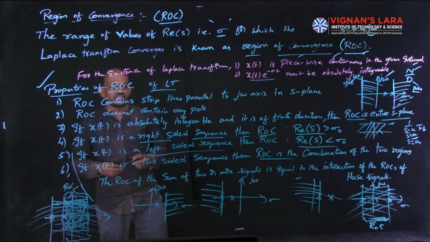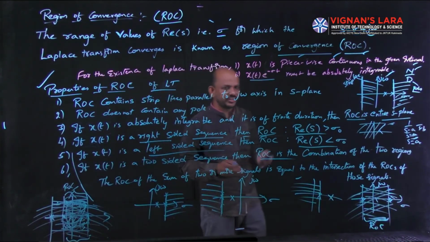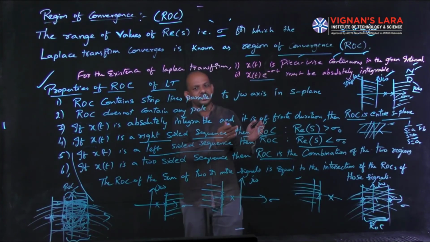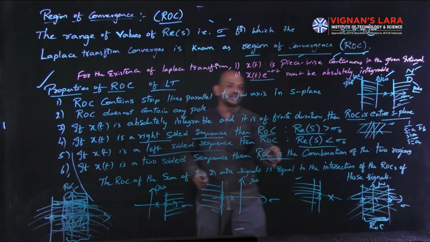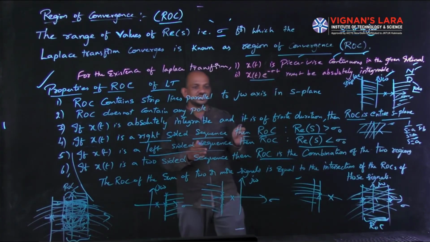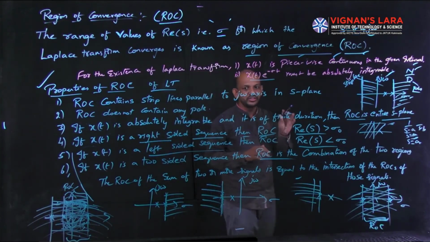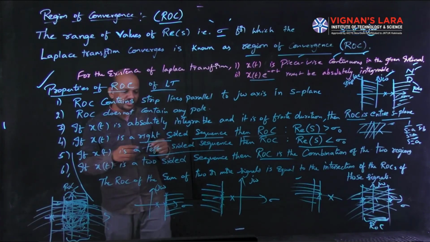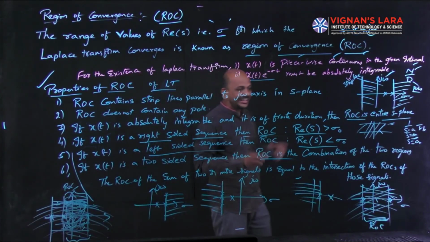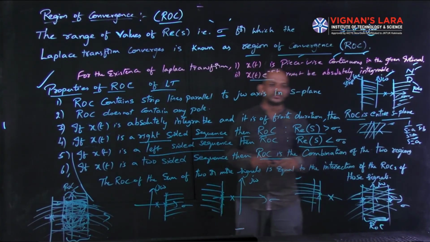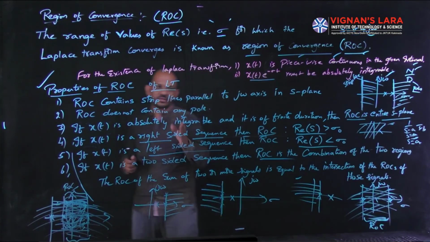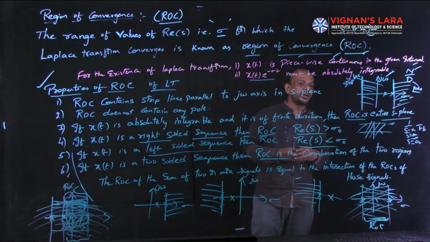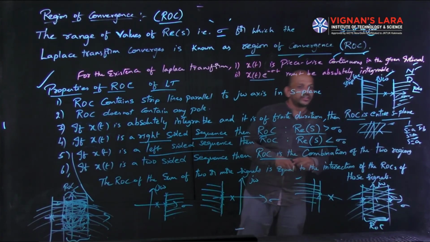And if x of t is a two-sided sequence, then the region of convergence is to the right side for one pole, and for another pole it is to the left side. Then the ROC is the combination of two regions. So the intersection of those two regions will give the ROC if it is a two-sided sequence. Or simply you can say that the ROC of the sum of two or more signals is equal to the intersection of the ROCs of those signals. If there are 3 or 4 signals with different ROCs for each, then the combined signal will have an ROC that is the intersection of all those regions.